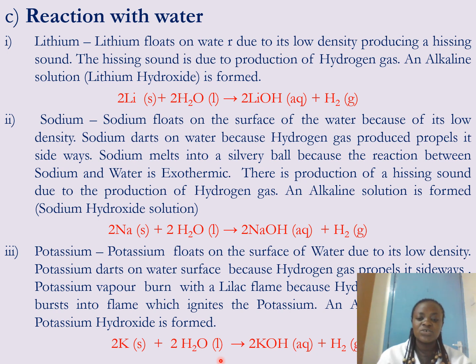So the reaction here is between potassium and water to give us potassium hydroxide and hydrogen gas. So that is the reaction between the alkali metals and water, to form the hydroxides and the hydrogen gas.